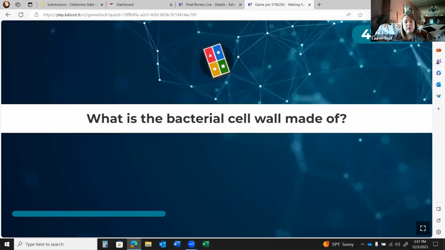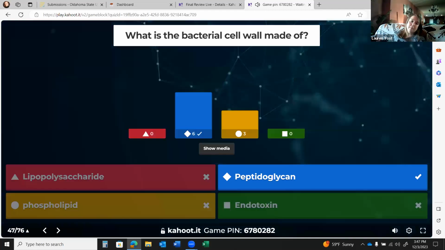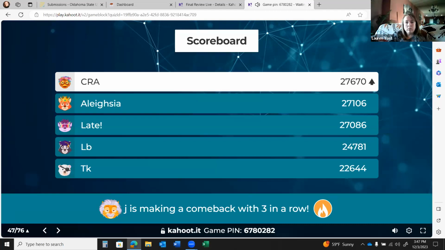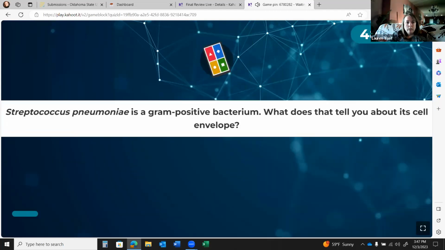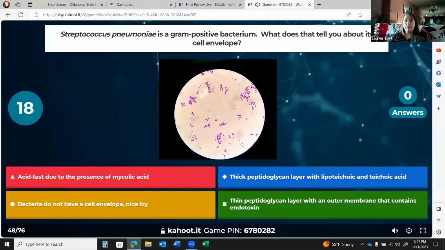All right, what is the bacterial cell wall made out of primarily? Yes, so peptidoglycan mostly. All right, Streptococcus pneumoniae, back to it, is a gram-positive bacteria. So what does that tell you about its cell envelope? So remember, the cell envelope includes everything on the outside of a cell, whether it's a wall or a membrane, anything like that.